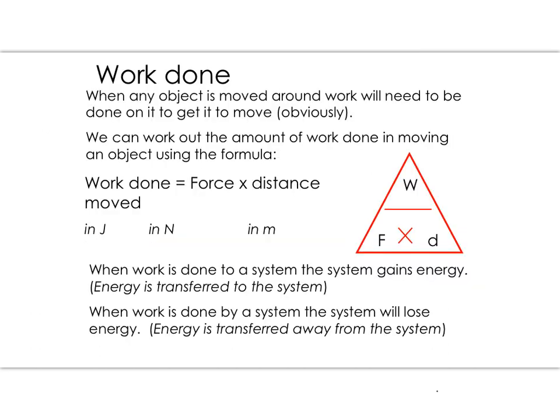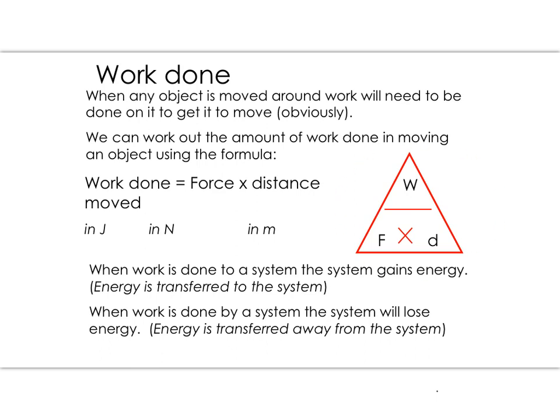We're now going to look at work done, and work done is just another name for energy transfer. When you want to move any object, you need to do work to it in order to make it move. And we can work out the amount of work done in moving an object using the formula that's shown below. So work done is equal to the force multiplied by the distance moved in the direction of that force. Work done, remember, is measured in joules, force is measured in newtons, and distance is measured in meters. I've included the formula triangle there in case you want to use it.